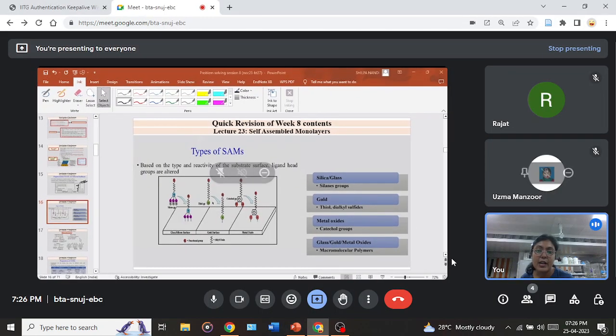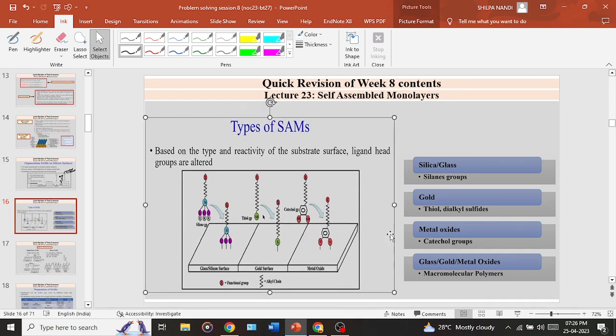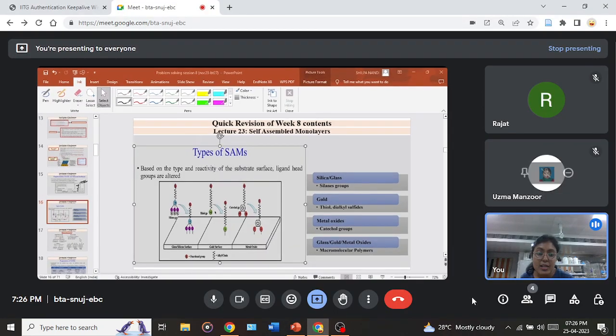We have various types of SAMs. Based on the type and the reactivity of the substrate surface, ligand head groups are altered. In the case of glass or silica surface, we use the silane group. In the case of gold surface or silver surface, we usually use thiol group as the ligand. Then in the case of metal oxides, catechol containing groups are used.